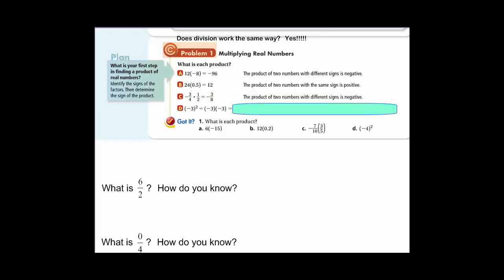Finally, in part D, we have negative 3 in parentheses squared. To square something means to multiply it by itself, so that's why it's rewritten again as negative 3 times a negative 3 to help us think it through. Now we can see that we're multiplying a negative times a negative.